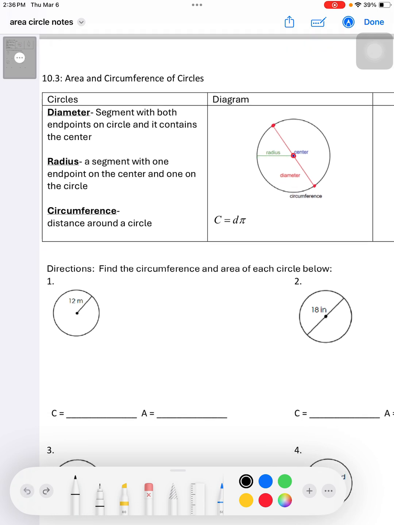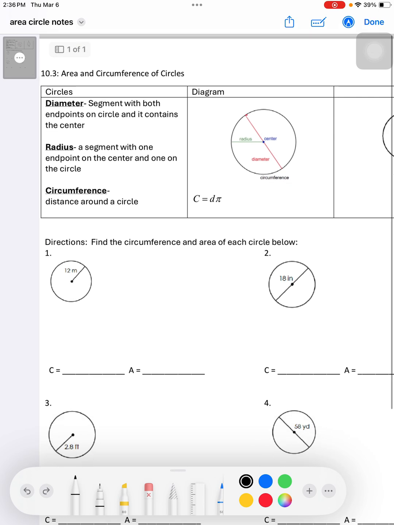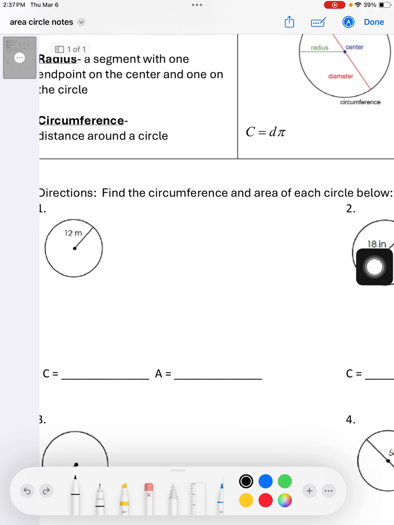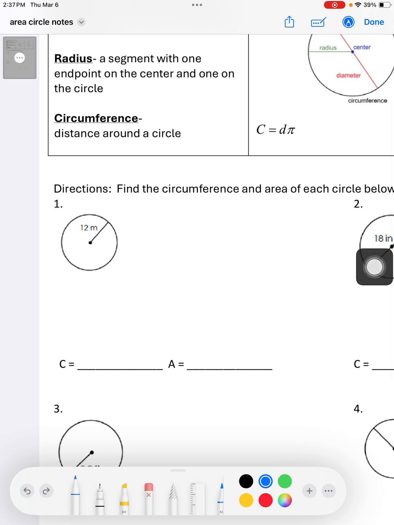So we have formulas that we are going to need to memorize. So the circumference formula you might already have memorized. It is circumference equals diameter times pi. So down below it says find the circumference and area of each circle below. So let's do the circumference. So number one, the circumference is equal to diameter times pi.